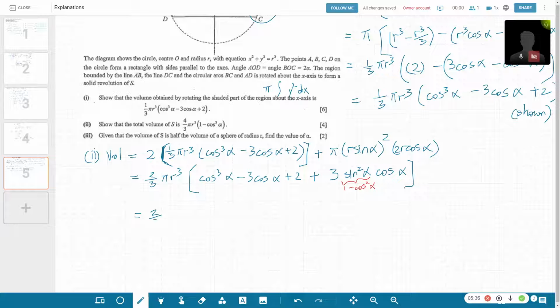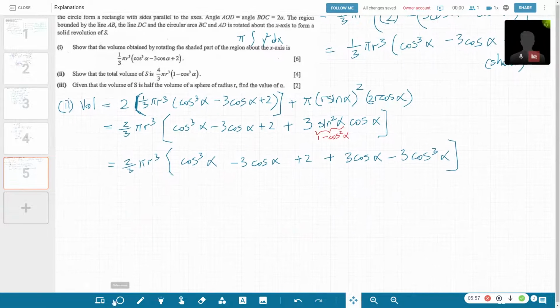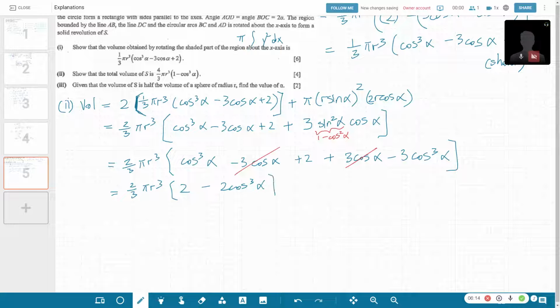So you're left with 2/3 pi r cubed, cosine cubed alpha minus 3 cosine alpha plus 2, plus 3 cosine alpha minus 3 cosine cubed alpha. You can see that the 3 cosine alpha is going to cancel out, and this 2 will give you a negative 2 cosine cubed alpha. So 2/3 pi r cubed, 2 minus 2 cosine cubed alpha. Now we take out the 2, and we get 4/3 pi r cubed, 1 minus cosine cubed alpha. So shown. Pretty straightforward.